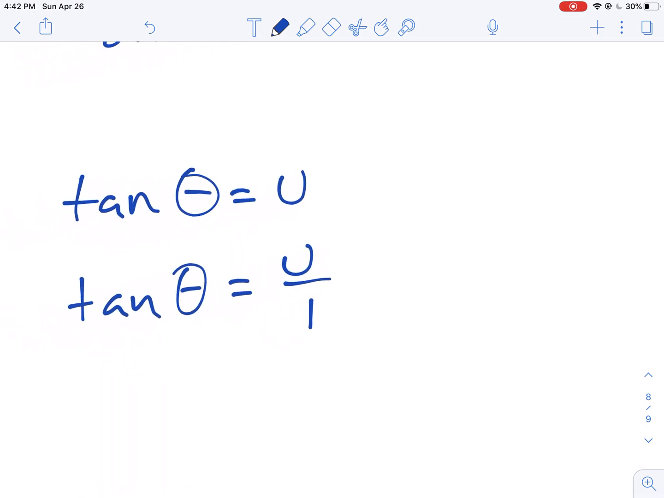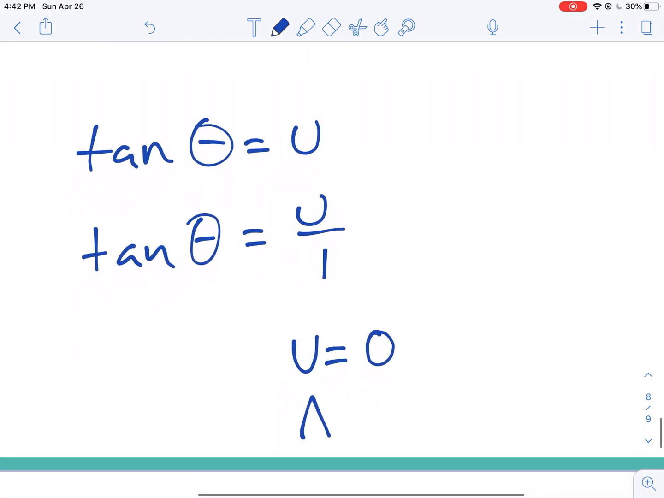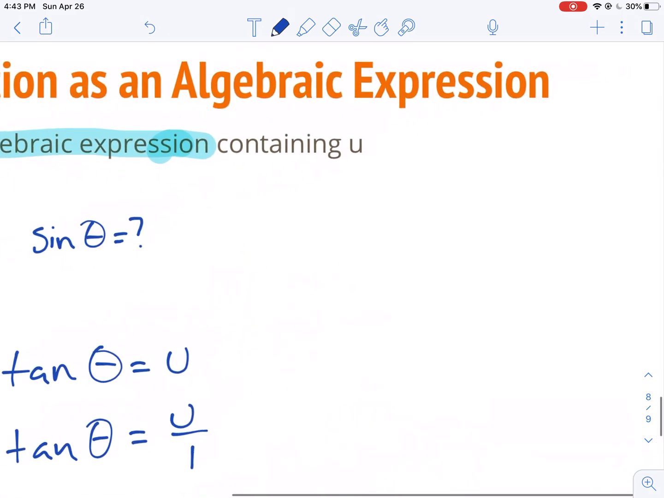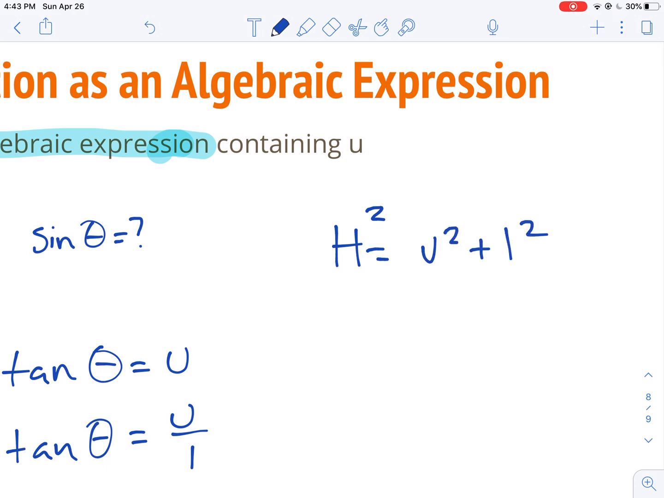This means I can label u as my opposite side and 1 as my adjacent side. So u will be equal to my opposite side, and let's write that out. And 1 is going to be equal to my adjacent side. Then what I can do is say, all right, my hypotenuse squared is going to be equal to u squared plus 1 squared, which I can just rewrite as my hypotenuse squared is equal to u squared plus 1.